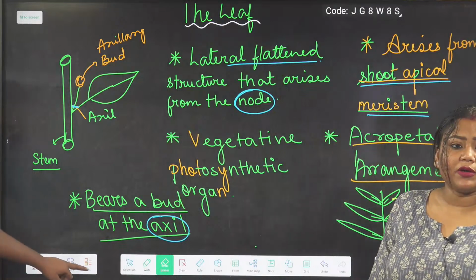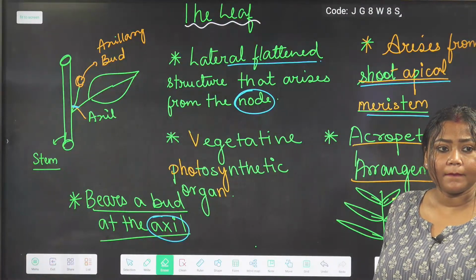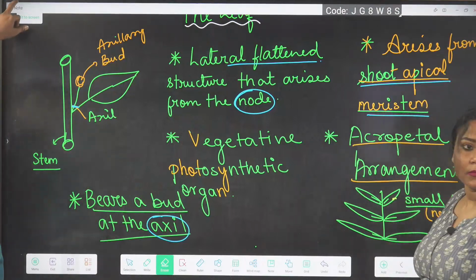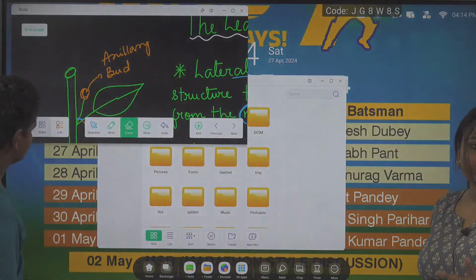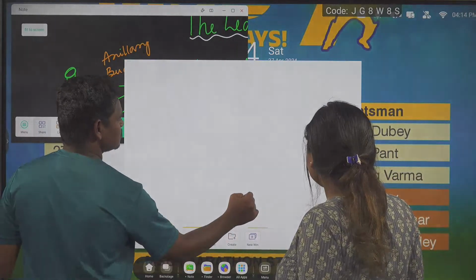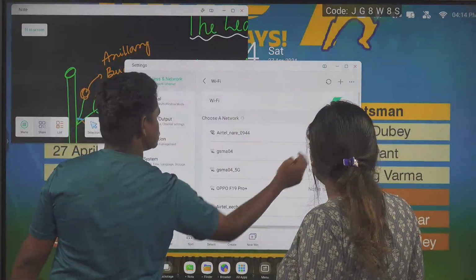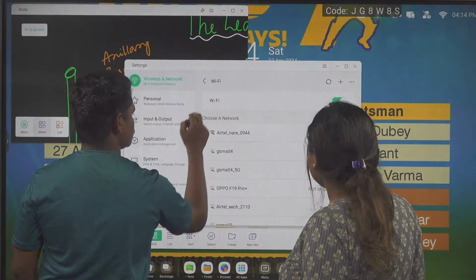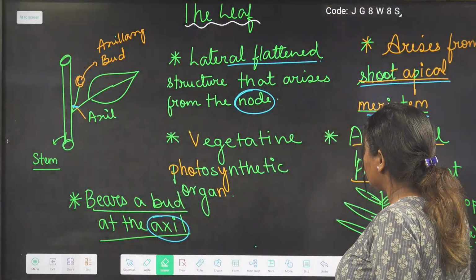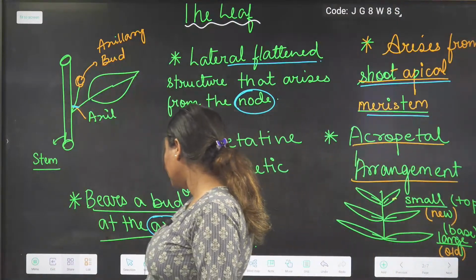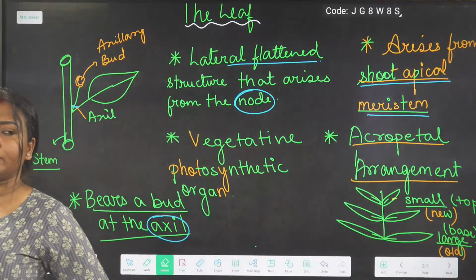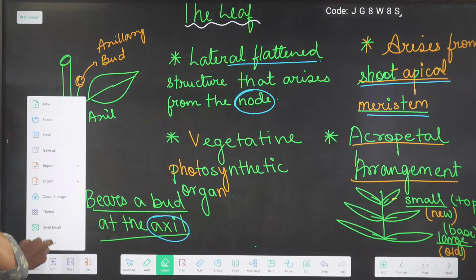Everyone has written the notes. Now my voice is coming. I think there's some problem with the QR code. Okay, share to the group. You all will get it. Okay, don't worry.